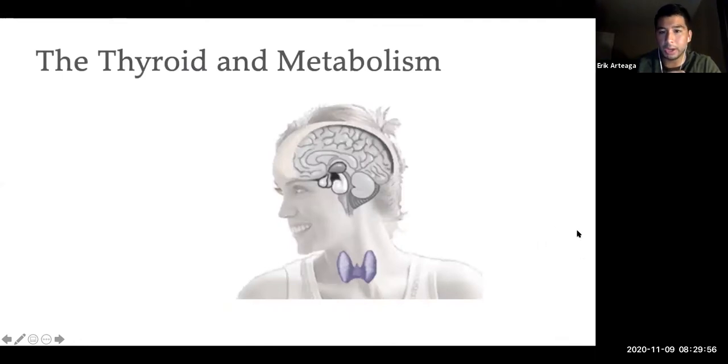So the thyroid and metabolism. Again, the thyroid is an endocrine gland located in your neck, kind of at the front. Sometimes you'll see swollen thyroids or goiter, which many people have seen images of, especially in third world countries where they lack iodine. But we'll be talking about that more in detail right now. But again, that is going to be located right at the front of your neck.